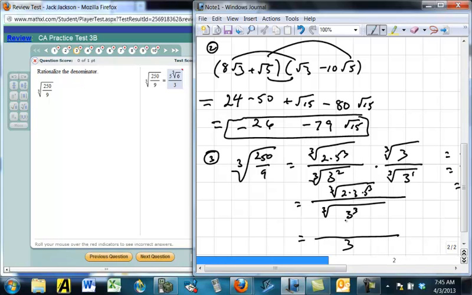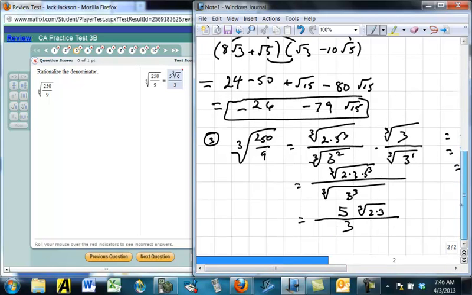The bottom one I've already done. The top one, I can't do anything with the 2 and the 3 here, but the 5 cubed and the cube root cancel, leaving a 5 out front. And we're done, except don't write that as 2 times 3, write it as 6.